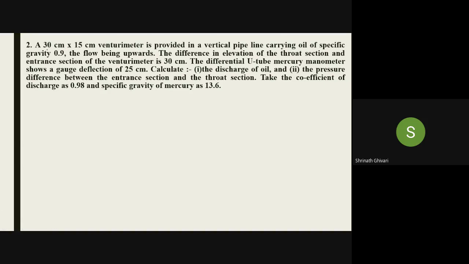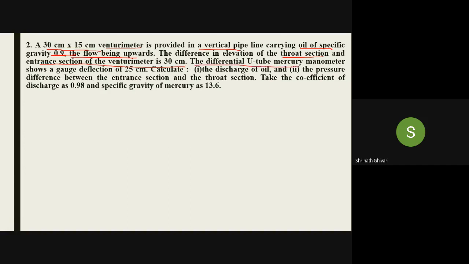The question is like this. A 30 centimeter by 15 centimeter Venturimeter is provided in a vertical pipe, carrying oil of specific gravity 0.9. The liquid flowing through the Venturimeter is oil with a specific gravity of 0.9, and the flow is upwards. The difference in elevation of the throat section and the entrance section of the Venturimeter is 30 centimeter. Therefore, Z2 minus Z1 is 30 centimeter.